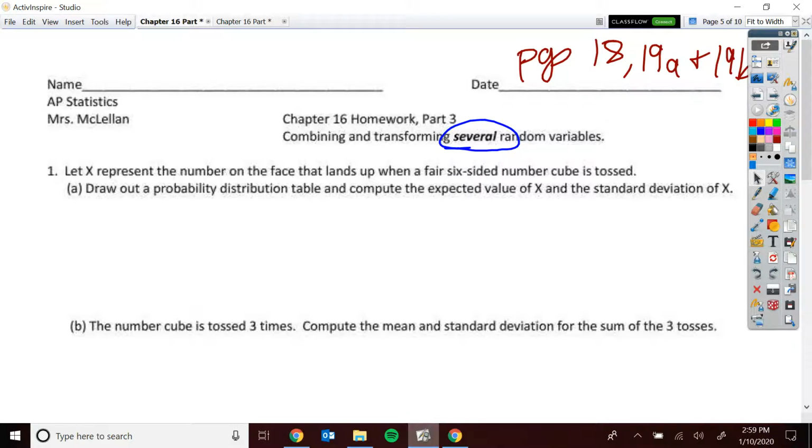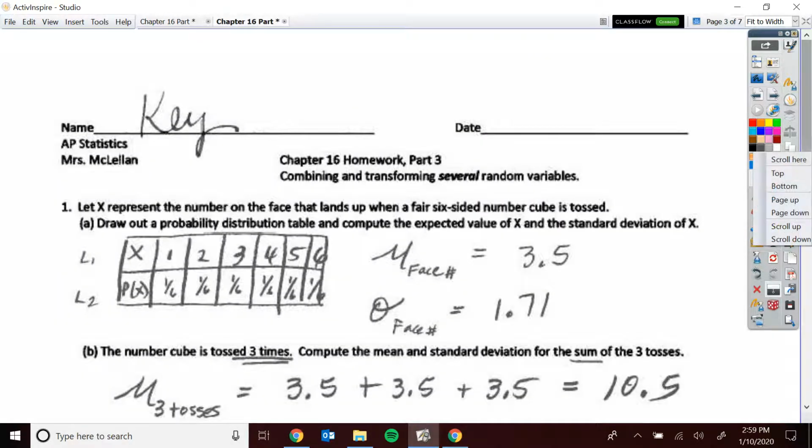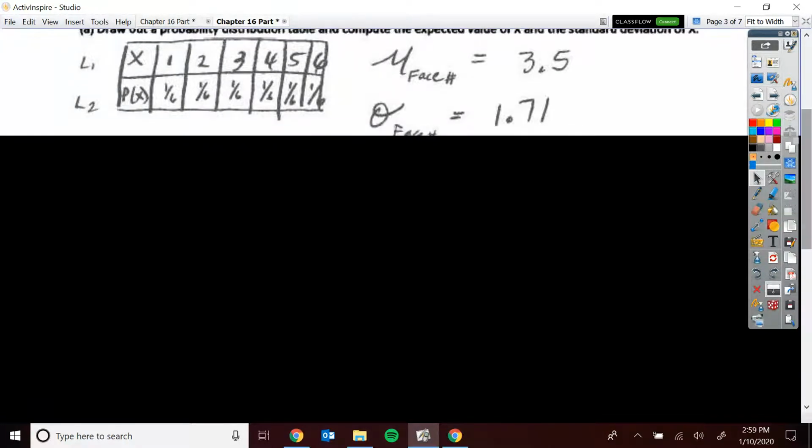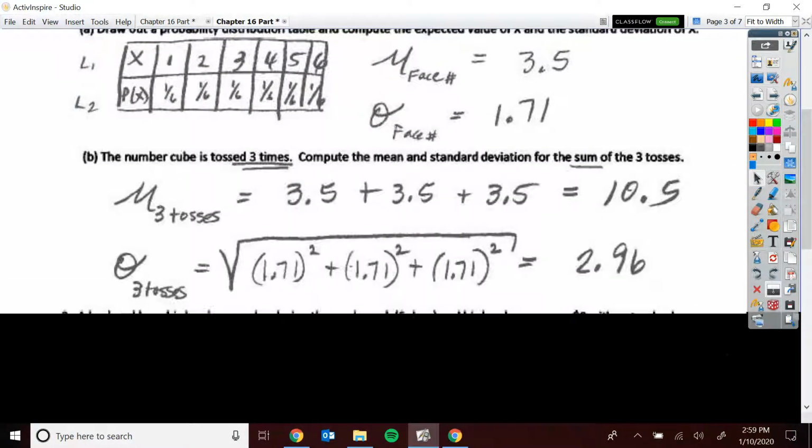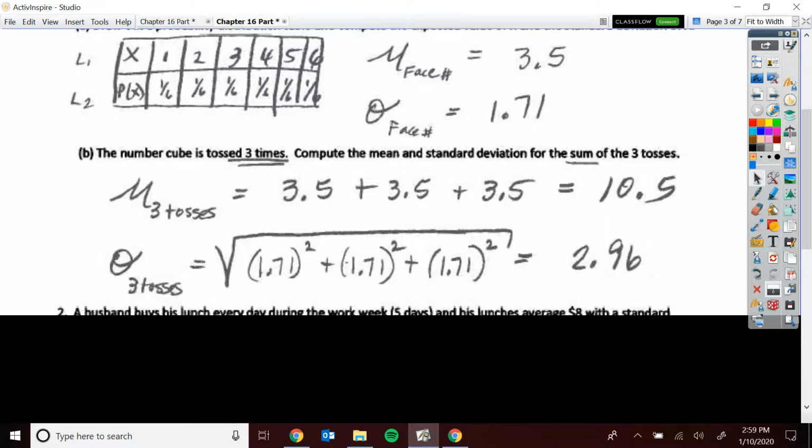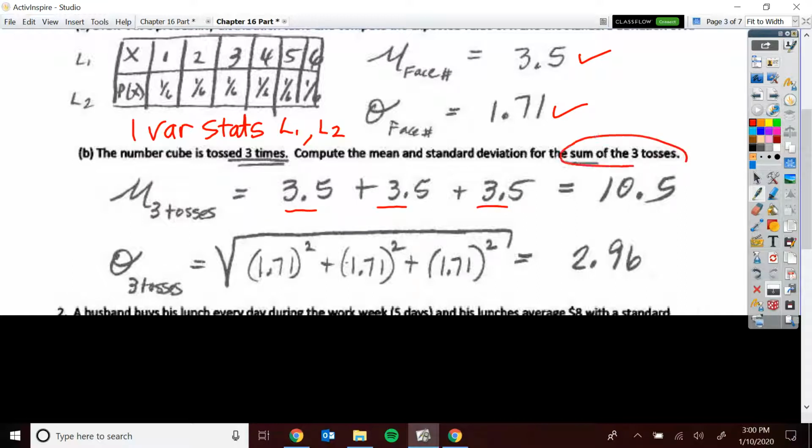Okay, so I'm kind of moving you along real quick. You had done your little probability table, and then you did the one variable stats of L1 with L2 frequency, and so then that's how you got this mean and this standard deviation. Combining 3 coin tosses together, you just add those means like normal, but combining 3 standard deviations is special.